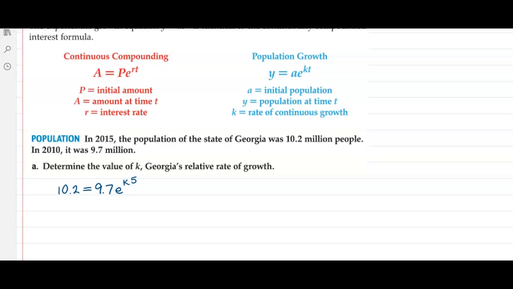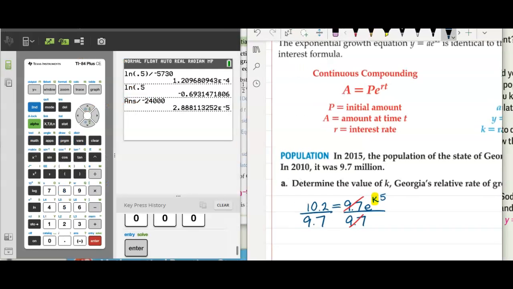Now I must solve for k. That is our variable we're trying to solve for. I'm going to divide by 9.7 on both sides. Of course, the calculator will help us with this process. 10.2 divided by 9.7. Now, we want to try to keep from rounding until the very end. So it's better to take a moment to write out all of these numbers to show your work rather than to round. And now we have e to the 5k.